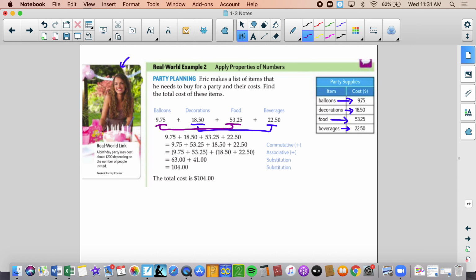And I would also add these two together because I have 25 cents and 75 cents. So I'm able to, notice what I did: the commutative property. The two M's remind me of mirror, so I mirrored those two in order to get them next to each other, the 9.75 and the 53.25. And now I'm going to use the associative property because I want to group these. I want to add these, and I'm going to shift that. I'm going to add this before I add the next one. And then I get $104 for my birthday.